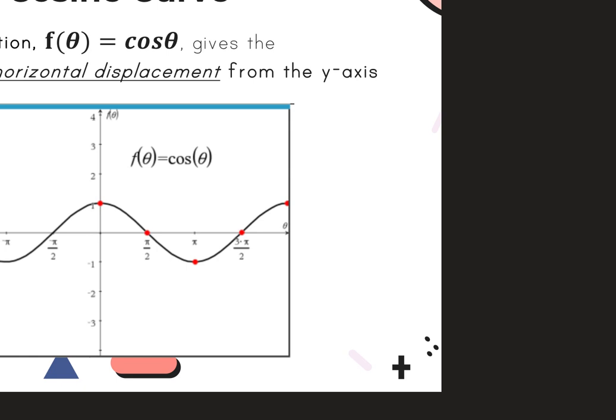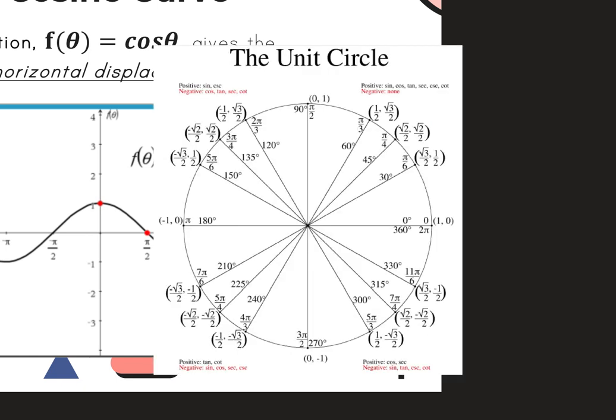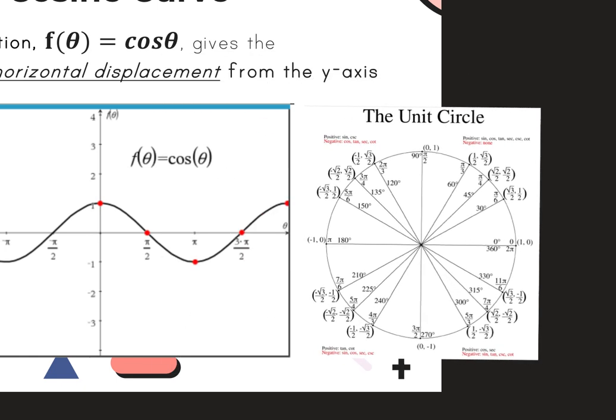So if I bring back in my unit circle, and I now focus on my x values, because that's what cosine is. Now if I plot those values, it looks like the curve that's here. At 0, my cosine is 1. At pi over 2, my cosine is 0. At pi, it's negative 1. At 3 pi over 2, it's 0. And at 2 pi, it's back up to positive 1.